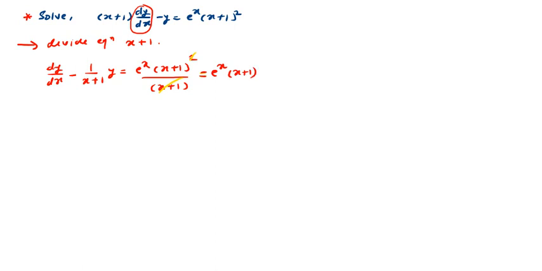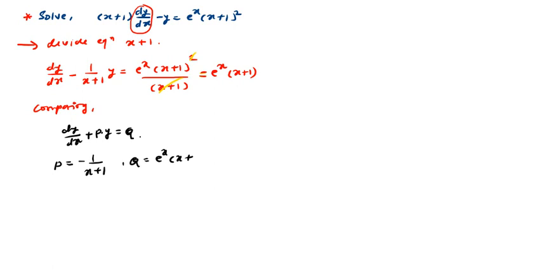Now if we compare with our standard linear differential equation, what is the standard linear differential equation in y? dy by dx plus p into y equal to q. Now we can see here the value for p is minus 1 upon x plus 1, and the value for q is nothing but e to the power x into x plus 1. Now we can find its solution, firstly by finding the integrating factor. So the integrating factor is, suppose capital I, which is e to the power integration p dx, which is e to the power integration minus 1 upon x plus 1 dx.